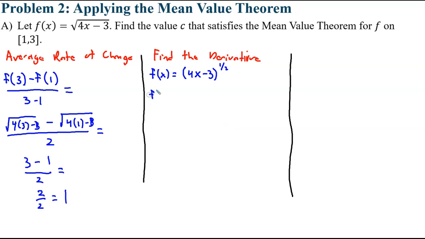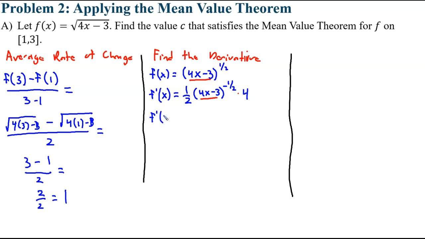Finding my derivative then, f prime of x, we can use our power rule. We'll multiply by the power, the 1/2, times the 4x minus 3 to the power minus 1. 1/2 minus 1 will be a negative 1/2. All right, then since this is a composite function, we have an outer function of raising to the 1/2 power and the inner function of 4x minus 3. We do need to use our chain rule and multiply by the derivative of the inner function. Now in this case, that's just going to be a 4.